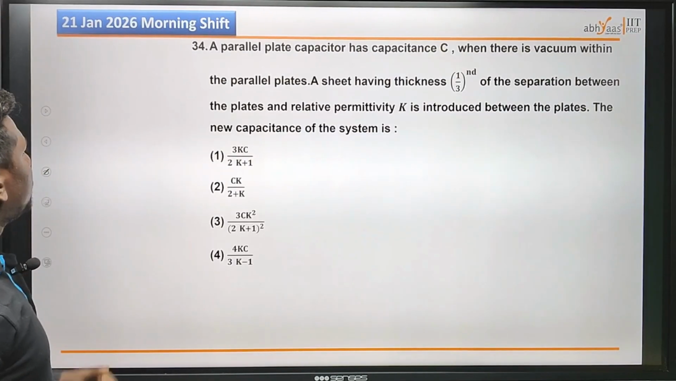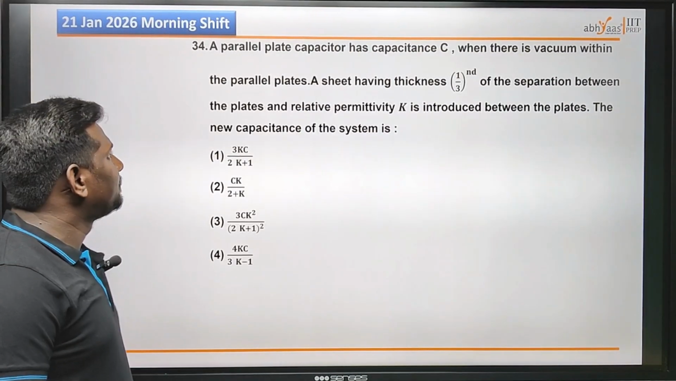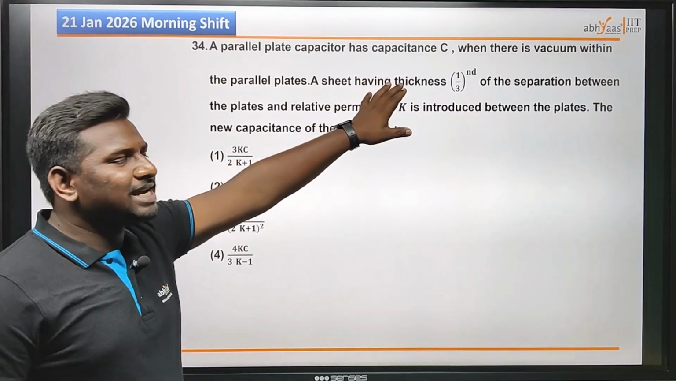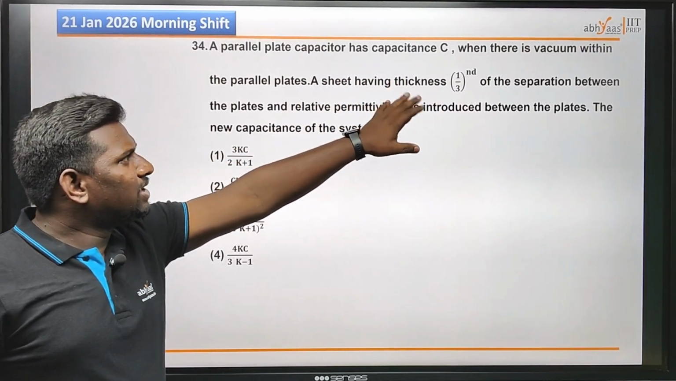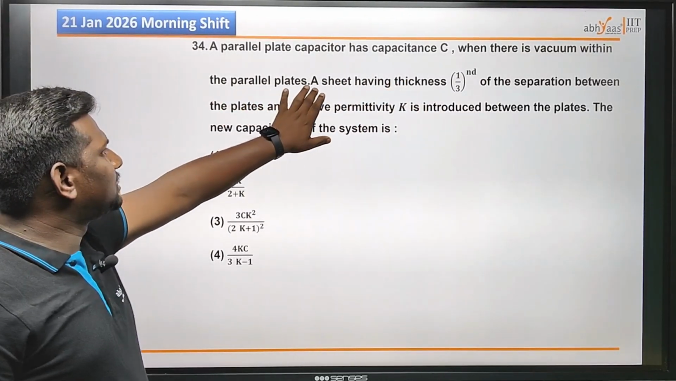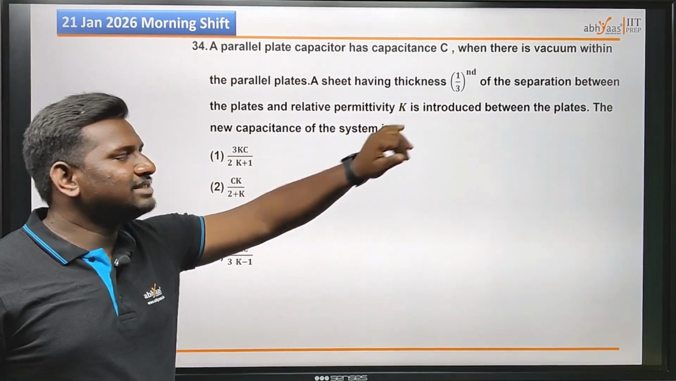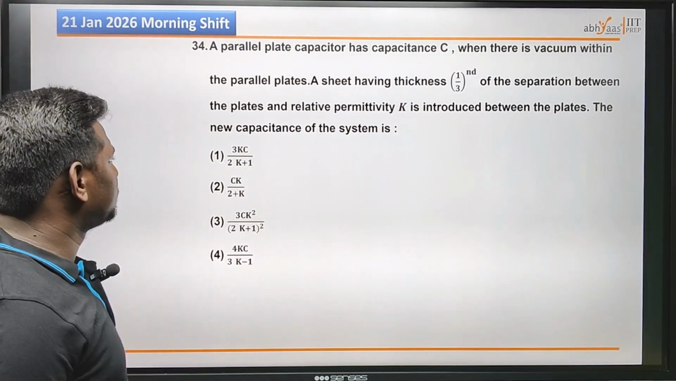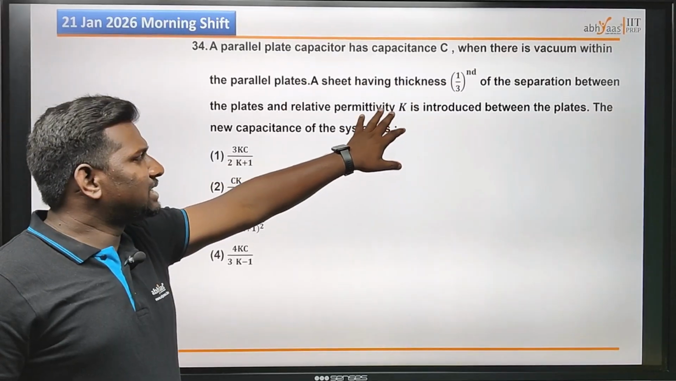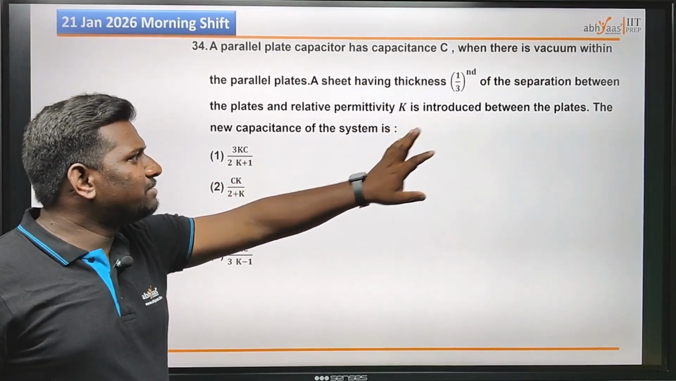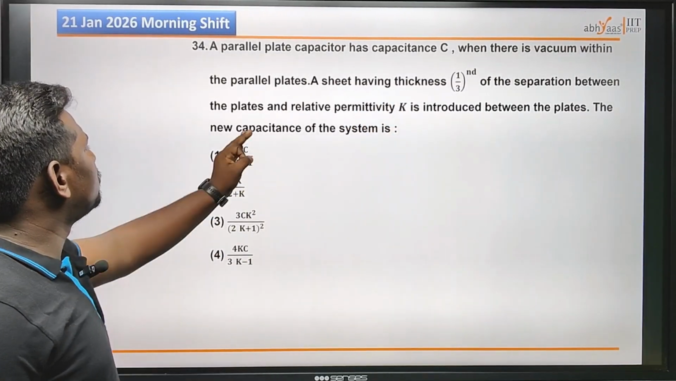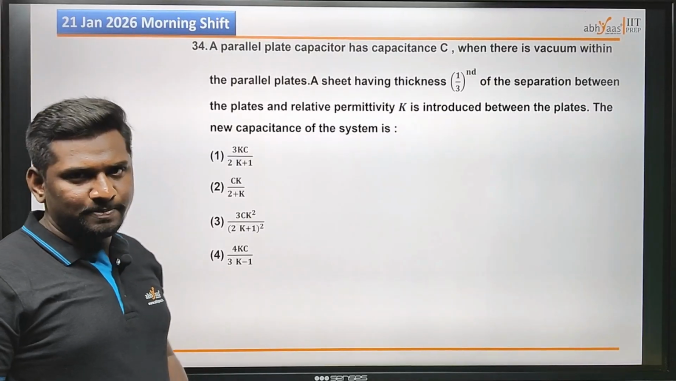So next one, see here, question number 34. A parallel plate capacitor has the capacitance C when there is a vacuum between the parallel plates. A sheet having thickness 1/3 of the separation between the plates and relative permittivity K is introduced between the plates. Then the new capacitance of the system.